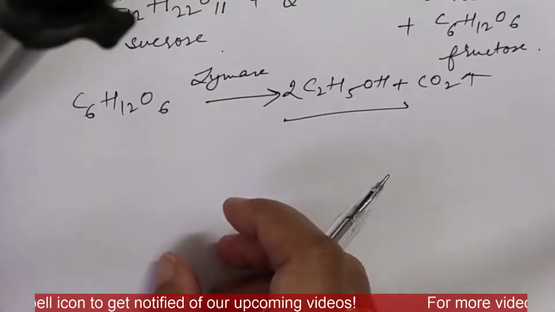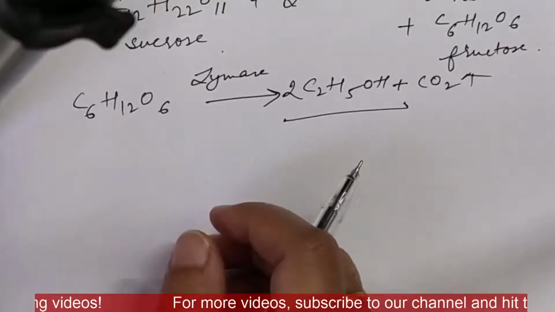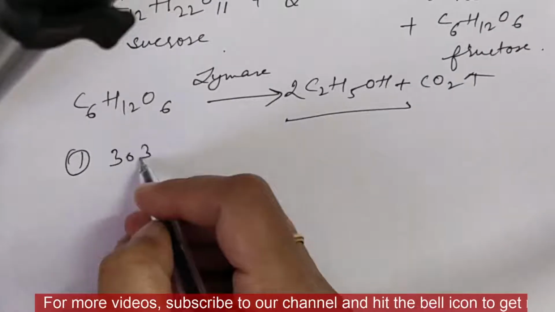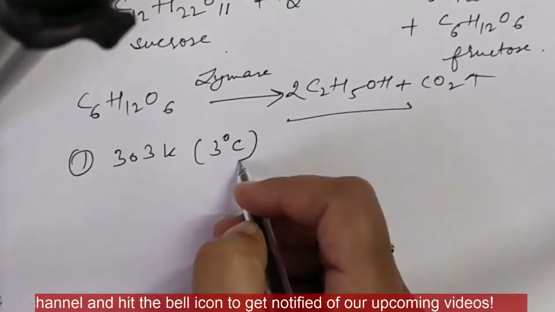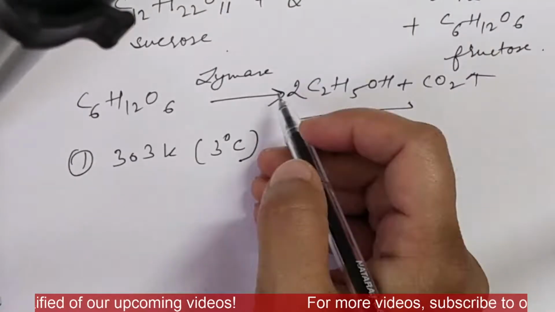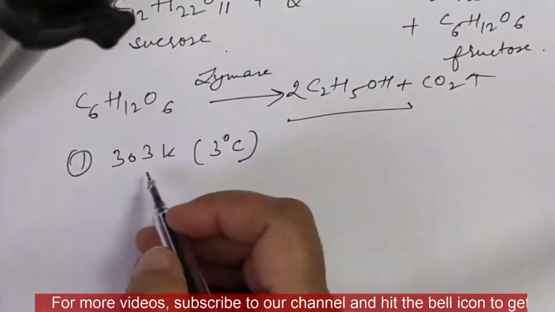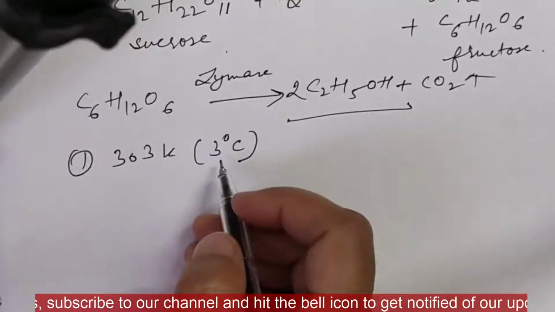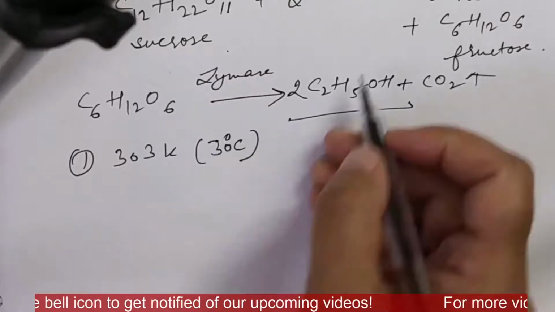What are the necessary conditions you have to keep in mind for doing the fermentation? The temperature must be kept at 303 Kelvin or 30 degrees Celsius, students, as higher temperature will kill the enzymes. Because we are doing this in a biological manner, we have to take the temperature into consideration; it should not exceed 30 degrees Celsius, otherwise these enzymes will be killed.